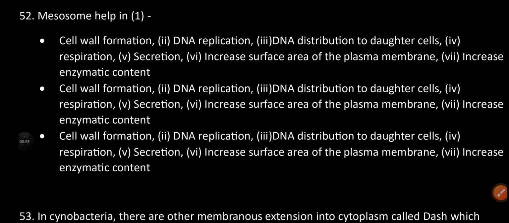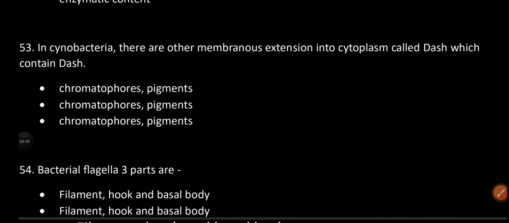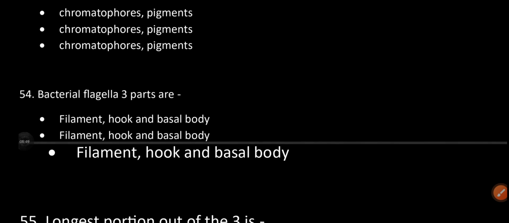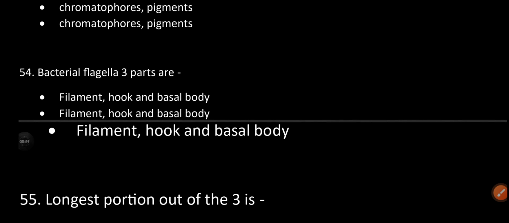In cyanobacteria, there are other membranous extensions into cytoplasm called dash, which contain dash. Chromatophores, pigments. In cyanobacteria, there are other membranous extensions into cytoplasm called chromatophores that contain pigment. Bacterial flagella, three parts are filament, hook, and basal body.